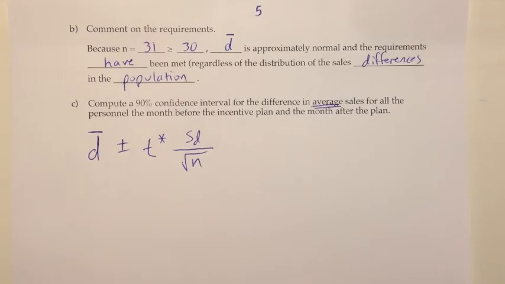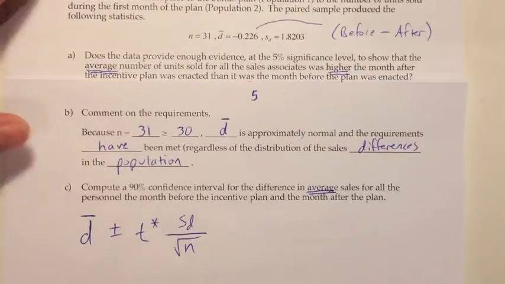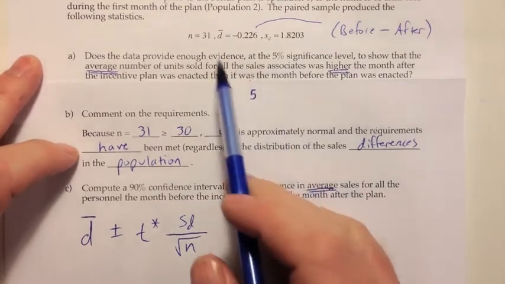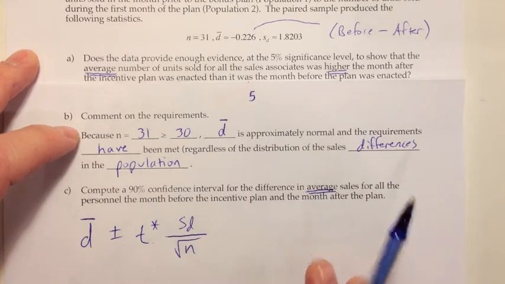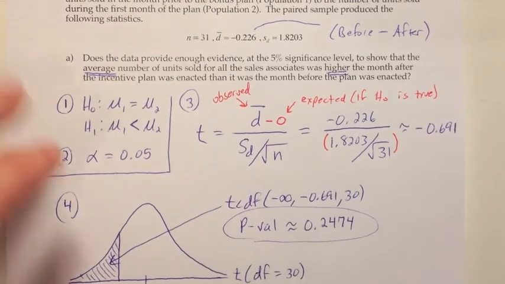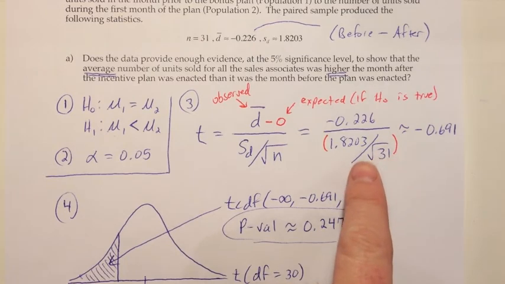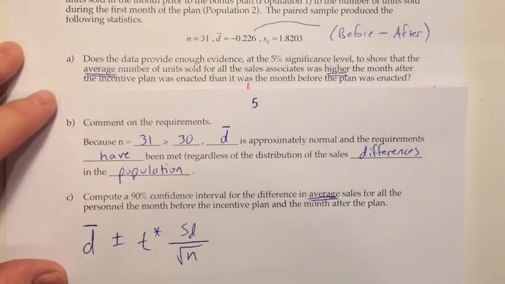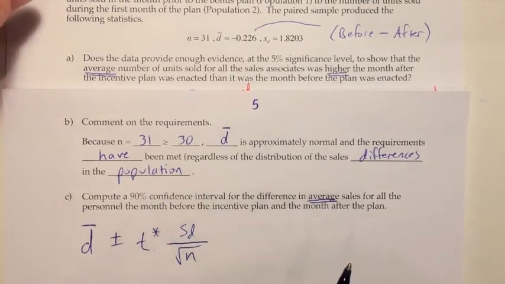So if you look back at the information that was given to us on the previous page, they had already given us the values of n, d bar, and s, so the only one that remains is t star. Just a reminder, there's some temptation to use this, but the test statistic from your hypothesis test is not t star, because t star is supposed to be connected to this 90% confidence interval.